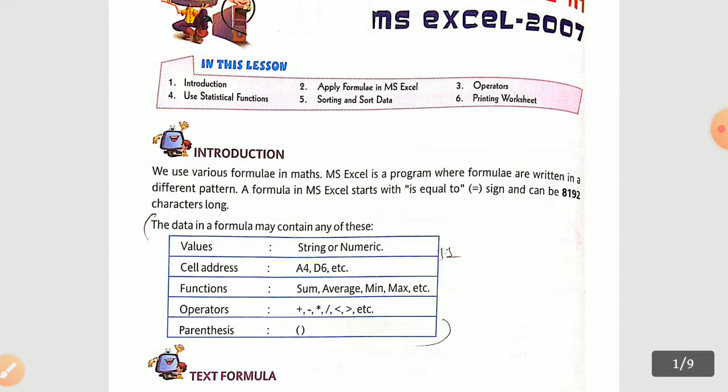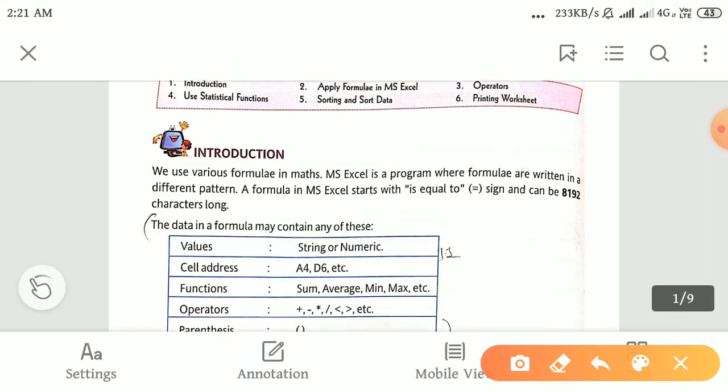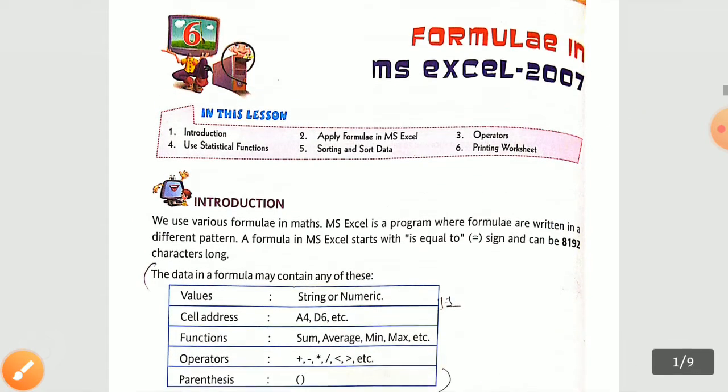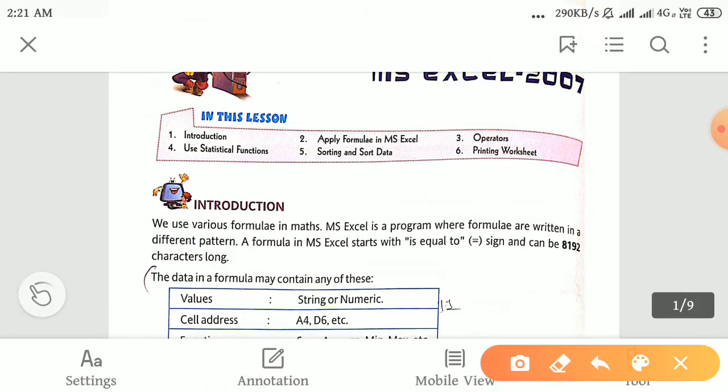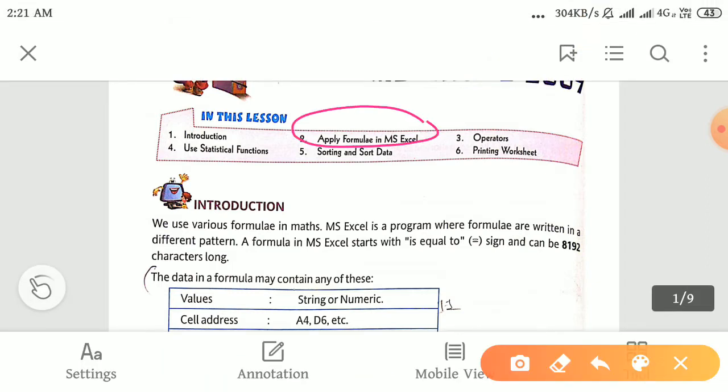Fine, we were making tables, not particularly making tables, we were arranging tables over there, right? We were having worksheets, we were having workbooks, and all those things. Now, in this chapter, we are going to learn all these things. See over here at the top. Introduction, firstly we will see, then apply formula in MS Excel. We will see how we are going to apply the formula in this MS Excel.